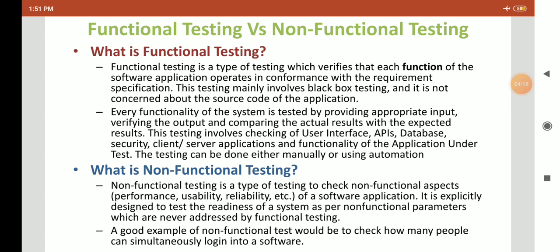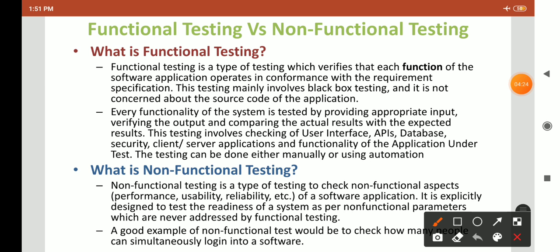Now let's understand the difference between functional testing and non-functional testing. First, let's start with what functional testing is. Functional testing is a type of testing which verifies that each function of the software application operates in conformance with the requirement specifications. This testing mainly involves black box testing and is not concerned with the source code of the application. As you know, there are two types of testing present. First is black box testing and second is white box testing.